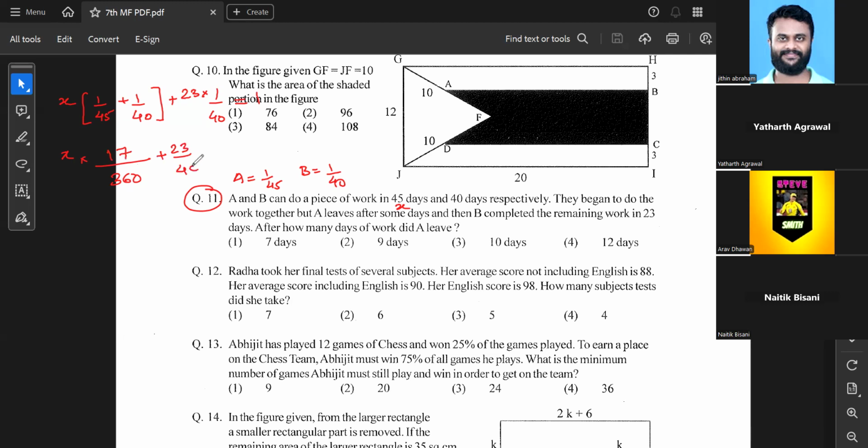23 by 40. I'll do one thing. I'll take this 23 by 40 to the other side. 1 minus 23 by 40. So उसमें से क्या होता है, direct cancellation हो जाएगा. And over here, when I take LCM, it's 40 minus 23, this gives me again 17 upon 40. So this 40 can be cancelled with 360. I'll get 9 over here. 17 gets cancelled with 17 directly. So what I'm left with is x upon 9 is equal to 1. That is x equal to 9. So 9 days. After 9 days, this guy left.